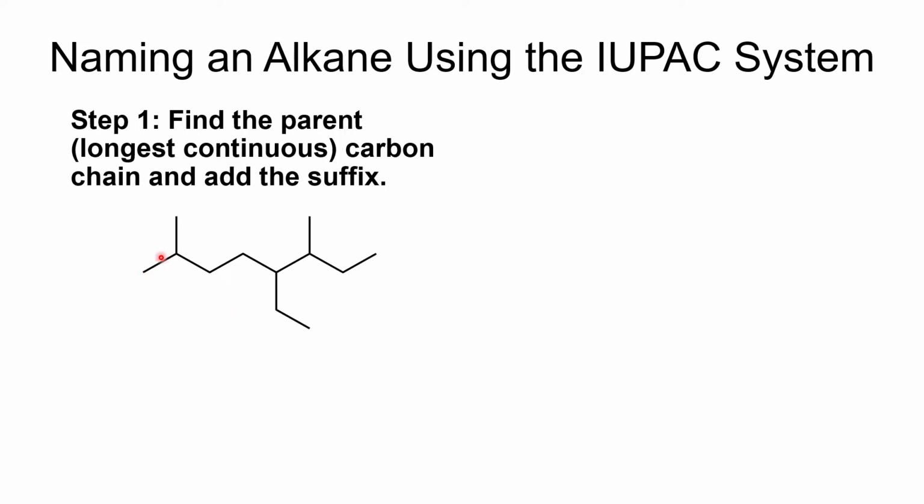So if we look, we have 1, 2, 3, 4, 5, 6, 7, 8 carbons that direction. 1, 2, 3, 4, 5, 6, 7 that way. So since we have 2 possibilities there, the 8 carbons is more, so we're going to say that is the correct way to do it. So we'll use the prefix, or the parent, oct, and the suffix ane, because it's an alkane. So this is an alkane parent.